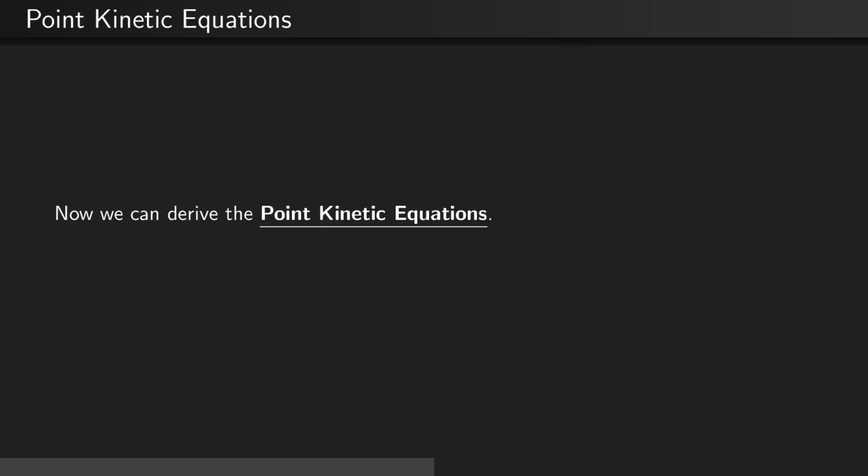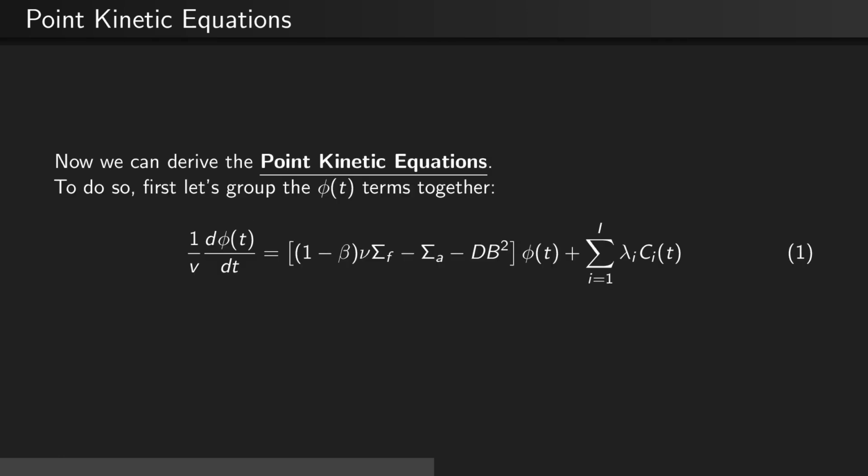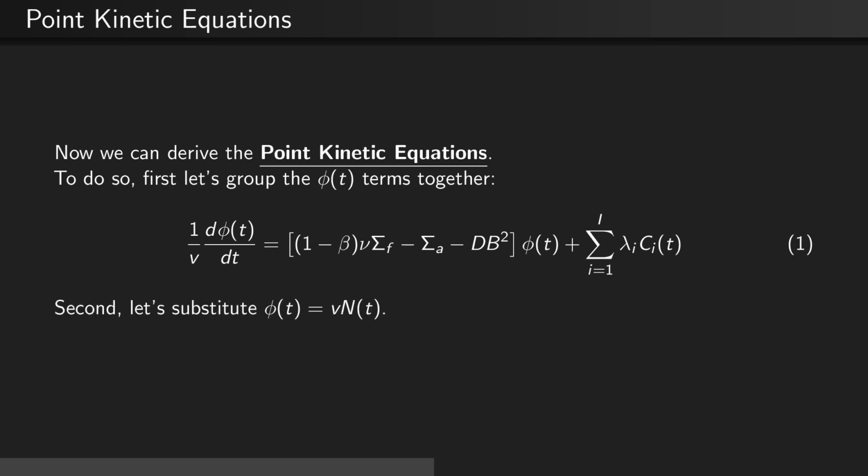From here we can derive the point kinetic equations. To do so, let's first group the flux terms together. While the left-hand side stays the same, the right-hand side now becomes 1 minus the delayed neutron fraction times nu sigma f minus sigma a minus our leakage term D B squared, all multiplied by the flux, plus the sum of the decay constants for the ith delayed neutron group times their concentrations. Secondly, let's substitute the flux as a function of time for the speed of the neutron times the number density of the neutrons.